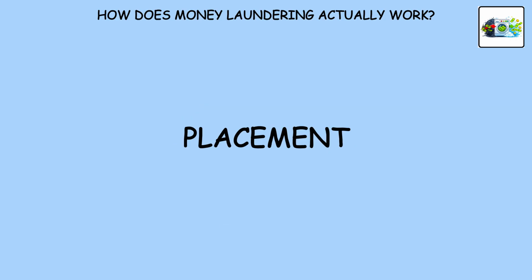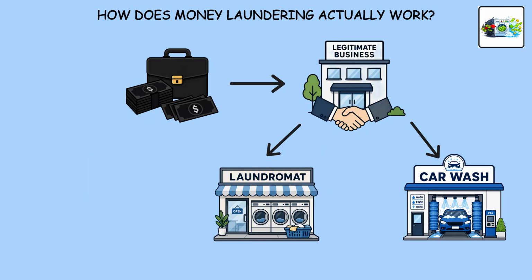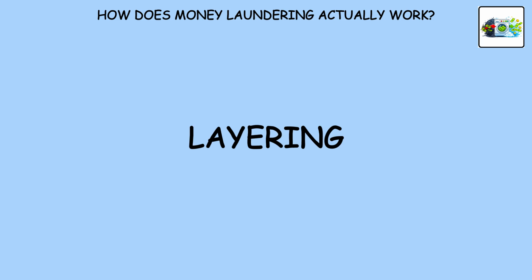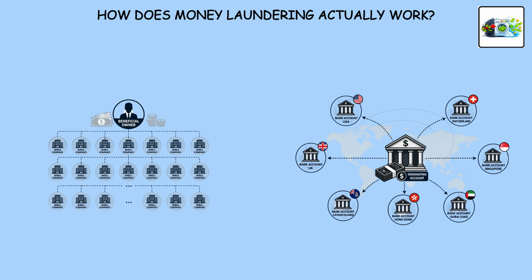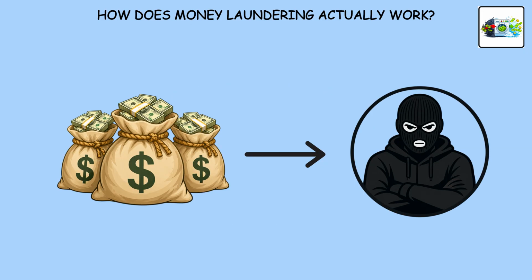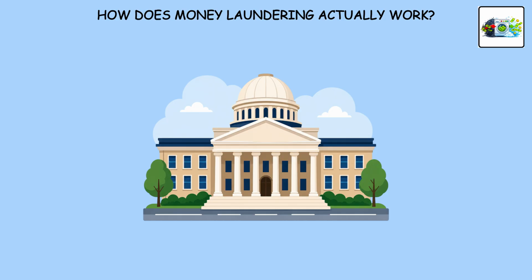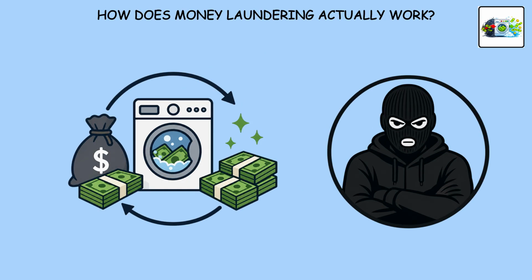First, you have placement, where the dirty cash is snuck into a legitimate business, like a laundromat or a car wash, where it's hard to track individual customers. Next comes layering. This is the complex part where the money is moved through dozens of shell companies and international bank accounts until the original source is impossible to find. Finally, there's integration. The money comes back to the criminal as perfectly legal-looking profit from a business investment. It's a multi-billion-dollar game of hide-and-seek that governments spend huge resources trying to stop, because without a way to clean the cash, large-scale crime simply doesn't pay.